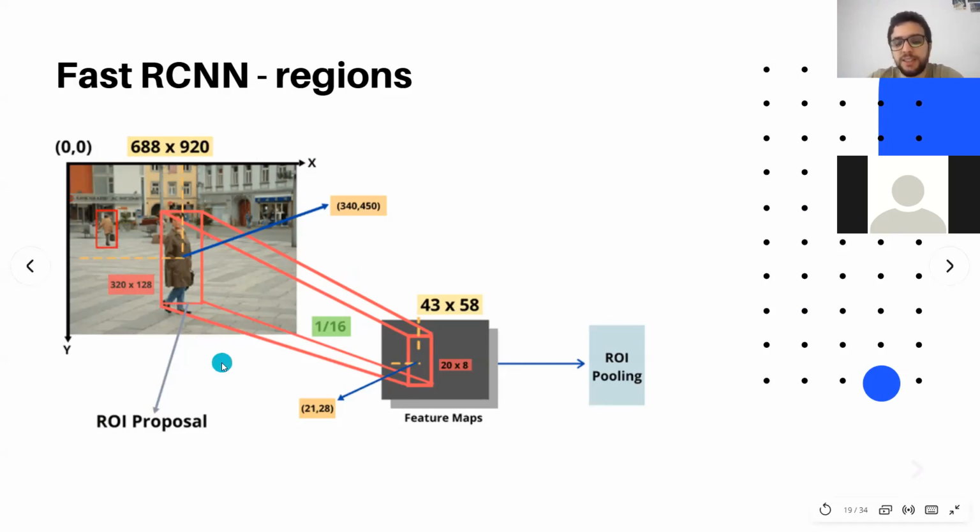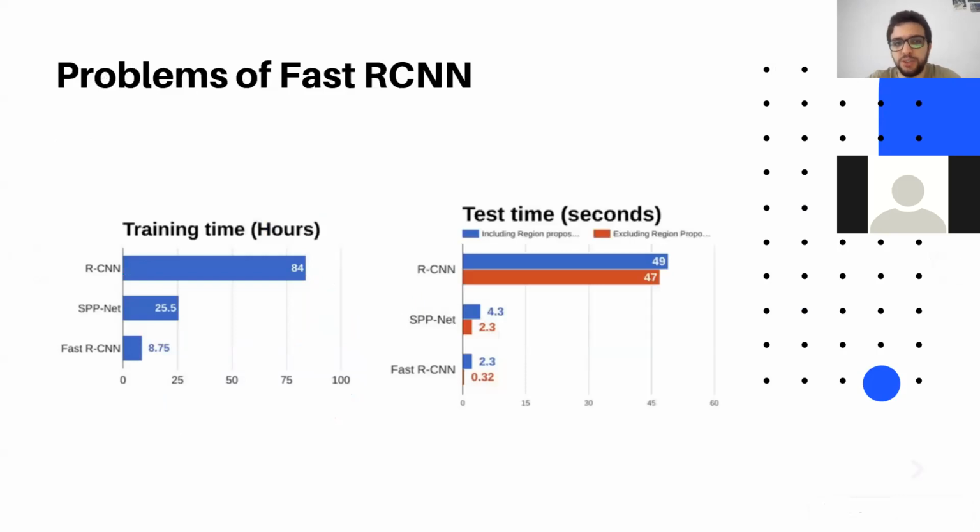And so basically this is the architecture. We take a region, find where it is on the feature map. So we do not send this region again through the CNN, just find it in the feature map and send it through ROI pooling and the fully connected layers for classification and bounding box regression.